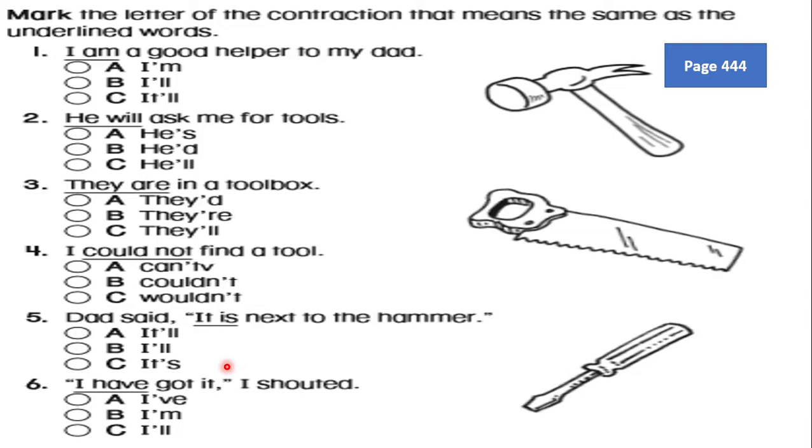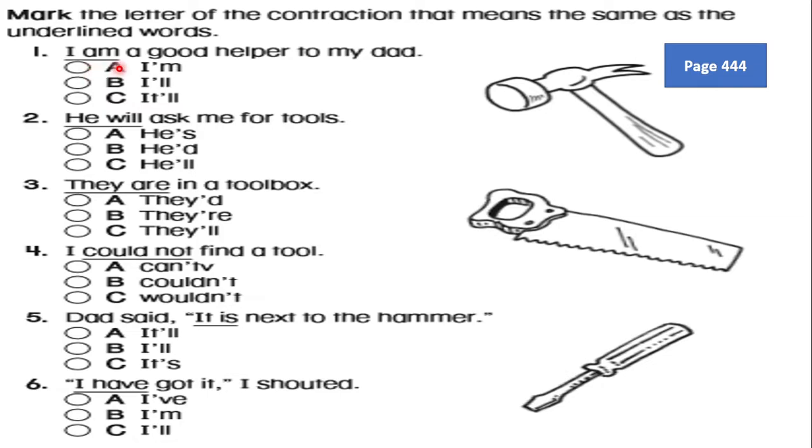Okay. So now open to this page. Mark the letter of the contraction that means the same as the underlined words. So basically you're going to make a mark on the word that is the contraction form of the two words. Let's see number 1. We will do 1 and 2 and the rest is homework.